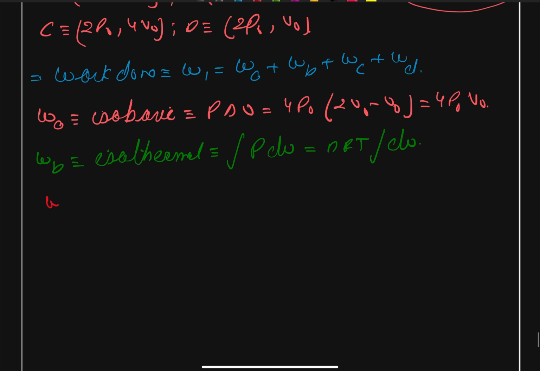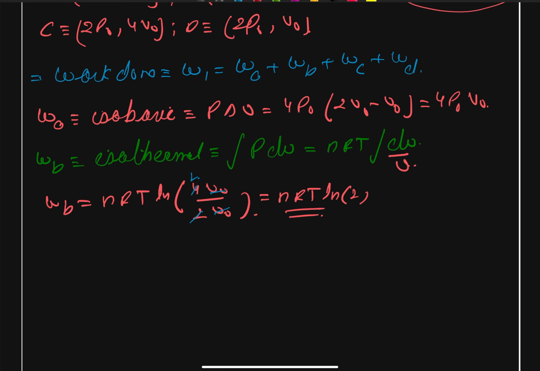Therefore we can say that our WB is equal to nRT, sorry, one second, this will be divided by V, natural log of V, and this will come as natural log of 4 V0 upon twice V0, and this V0 cancels, this goes by 2, so this comes as nRT natural log of 2. And then we come to C.